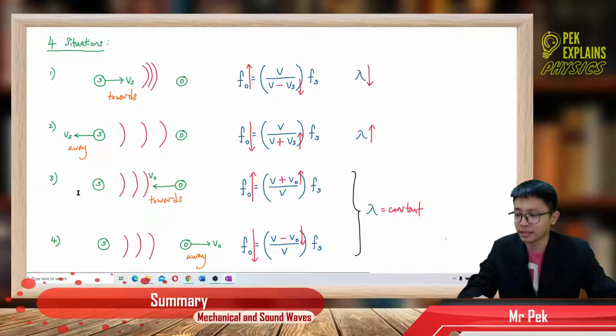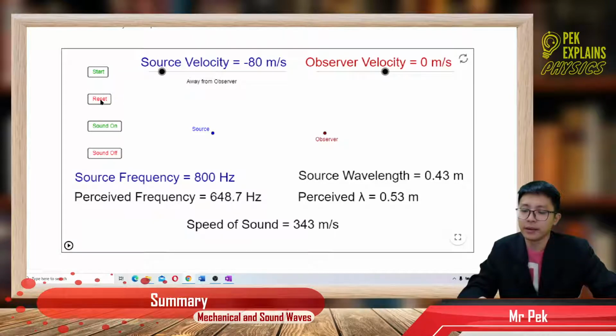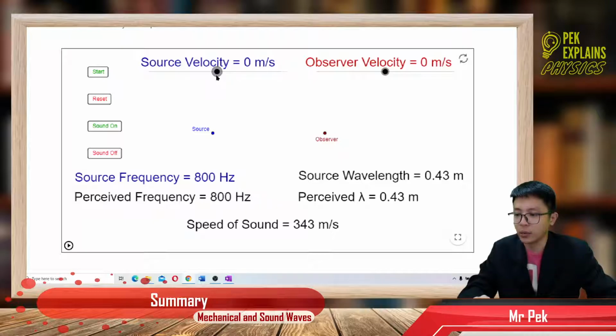Now let's look at the third and fourth situation. If the source is not moving, the source is stationary, but the observer is moving towards or moving away from the source. Let's look. Now let's make the source stationary. And what happened to the observer? The observer is moving towards the source. What do you hear?